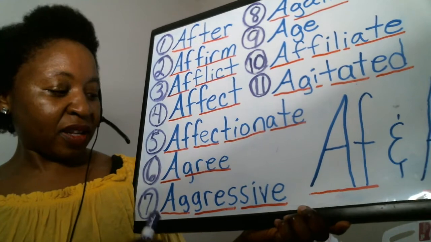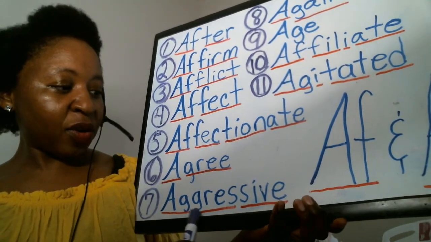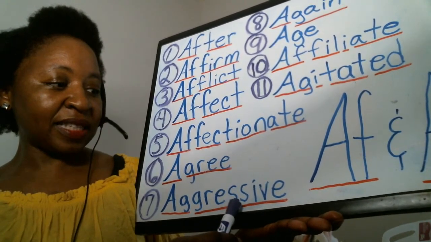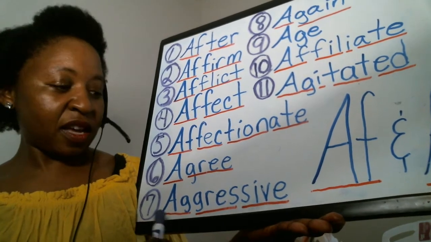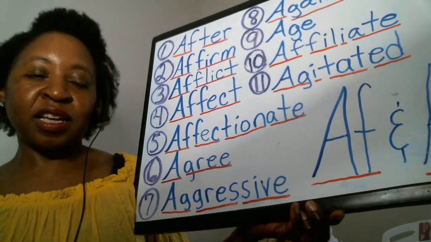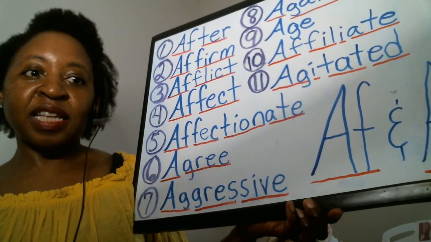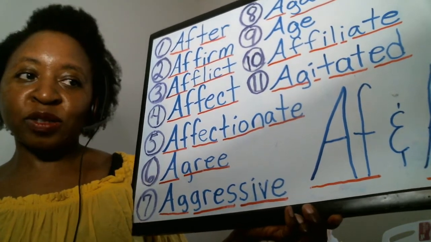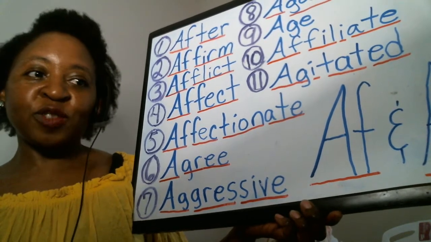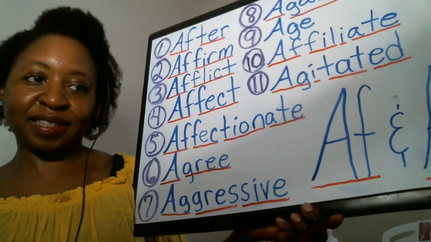Word number 7, aggressive. Aggressive means ready or likely to attack or confront, and it's characterized by or resulting from aggression. Your homework sentence: he is very aggressive towards someone he does not respect.